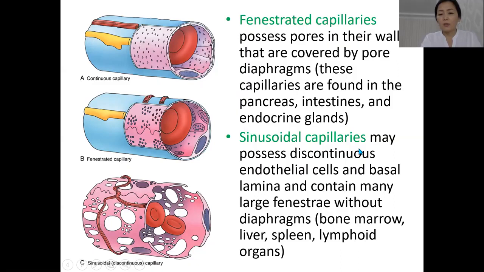Another type is sinusoidal capillaries, or we can say discontinuous capillaries, because all of the endothelial cells have large, many fenestrae without diaphragm. Bone marrow, liver, and all types of lymphoid organs have sinusoidal capillaries, remember.